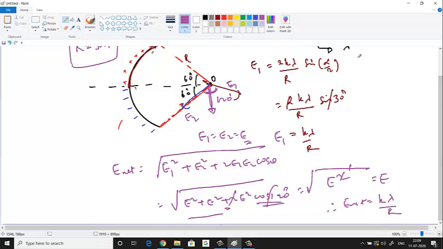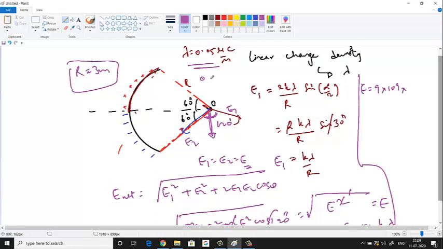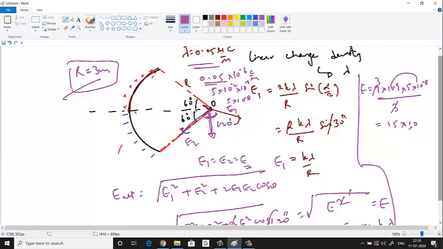Now let us put the values. What is the value of K? 9 into 10 power 9. What is the value of lambda? This is 0.05 into micro. Micro means 10 power minus 6 coulomb per meter. 0.05 can be written as 5 into 10 power minus 2 into 10 power minus 6. This will make it 5 into 10 power minus 8, whole divided by 3, radius is 3. So 5 3s are 15, into 10 power 9 into 10 power minus 8, is 10 into 10. So this is 150 Newton per coulomb.